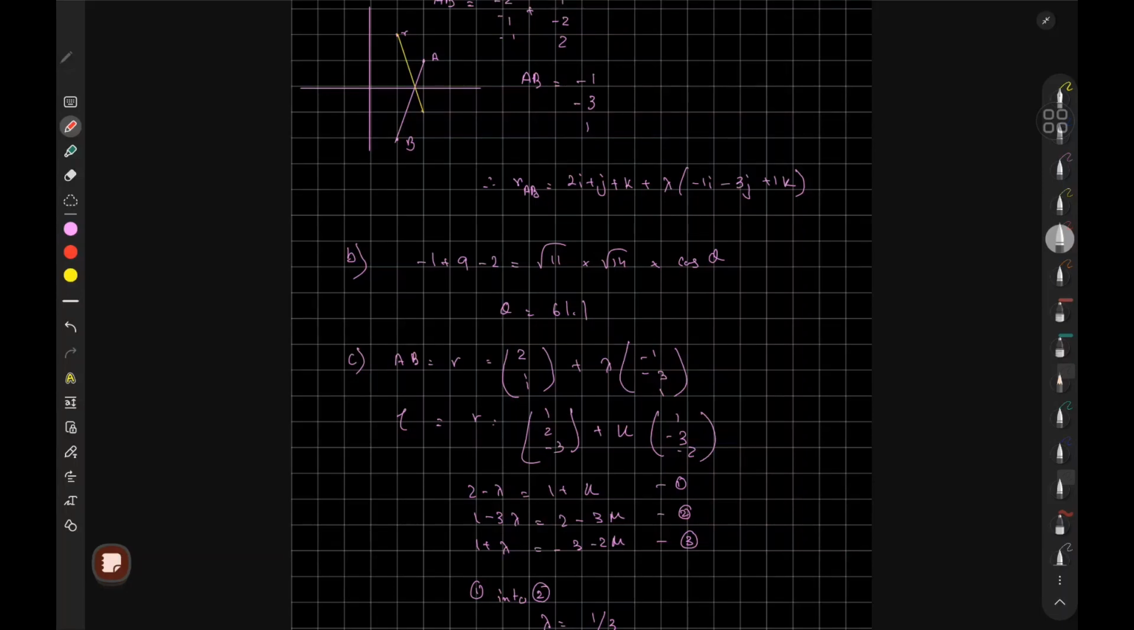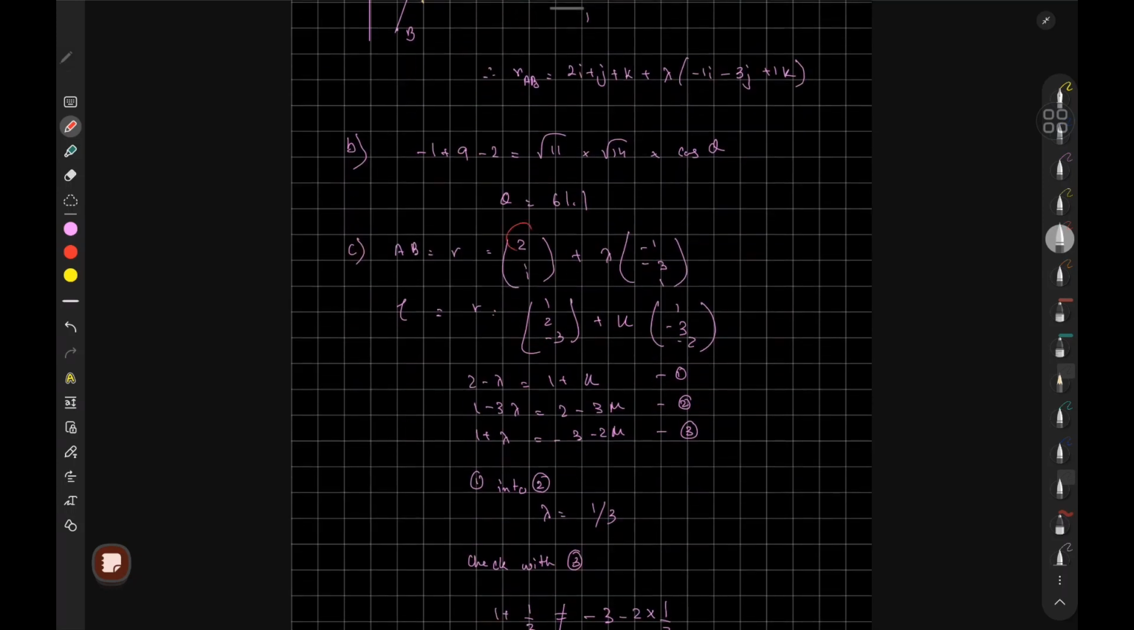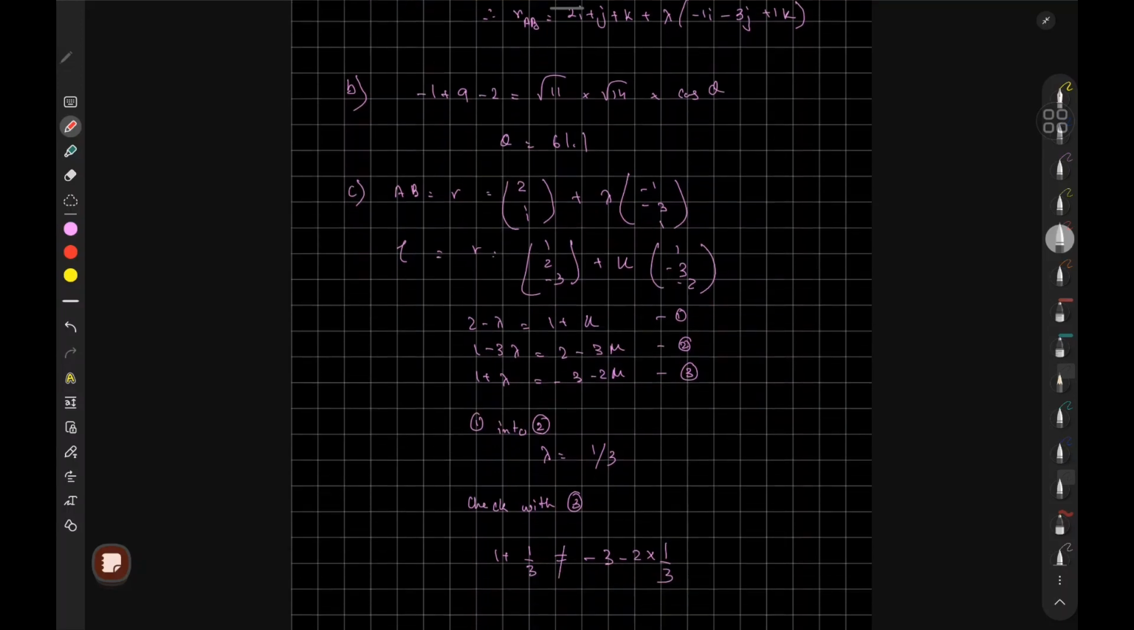Nice. So basically, they're asking you if they intersect or not. And the moment they ask you this, you compare their x coordinates, y coordinates, and z coordinates. So find that out. 2 plus lambda minus 1, so 2 minus lambda. Compare it with 1 plus mu. And do the same for both of these. So you have 3 beautiful equations. Voila.